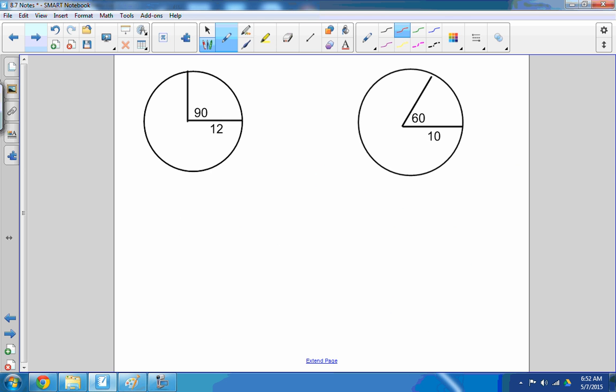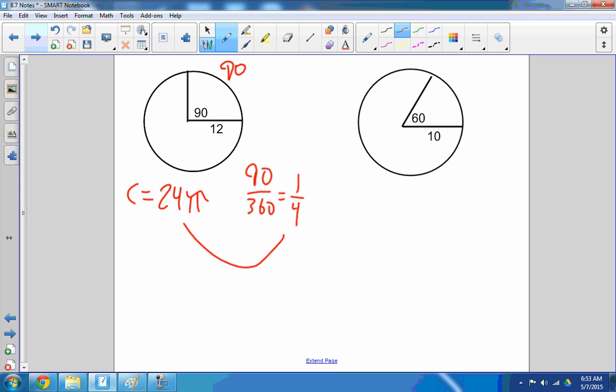So let's try it on 2 more problems. So here, our circumference is 2 pi r, so that's 24 pi. Our measure of the arc is 90 degrees, so 90 divided by 360, well, that's 1/4. So multiplying those, 24 times 1/4, and you end up with 6 pi.